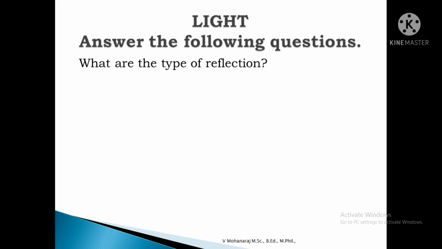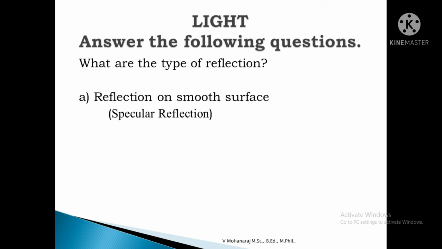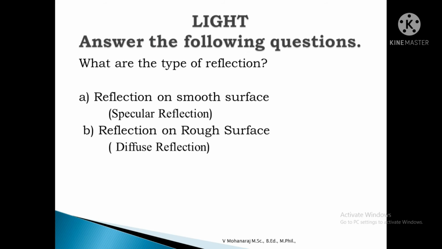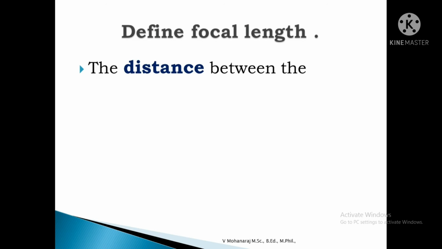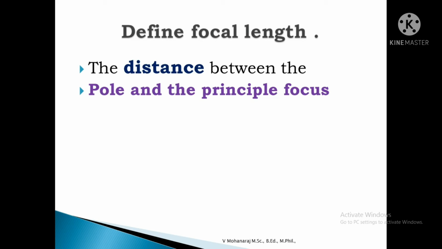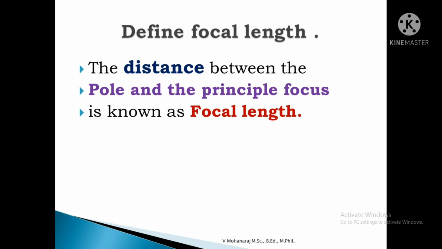Next, what are the types of reflection? Reflection on smooth surface, which is also called specular reflection, reflection on rough surface, which is also called diffuse reflection, and total internal reflection. So these three are the types of reflection. And next, define focal length. The distance between pole and the principal focus is known as focal length.